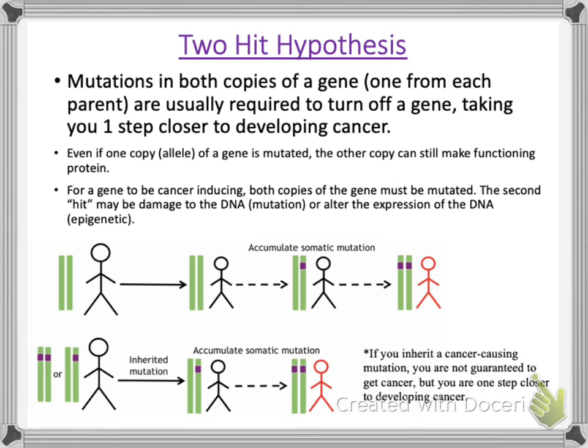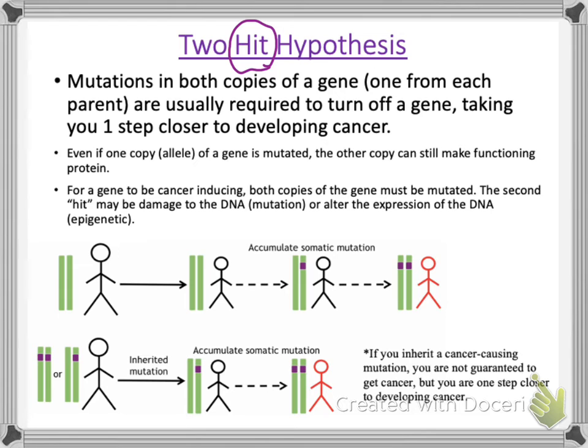So let's talk about this idea of two-hit hypothesis. Scientists like to refer to mutations as hits, okay? So what this two-hit hypothesis means is that mutations in both the copies of a gene, one from each parent, are usually, I don't say always, but usually required to turn off a gene. And that's going to take you one step closer to developing cancer.